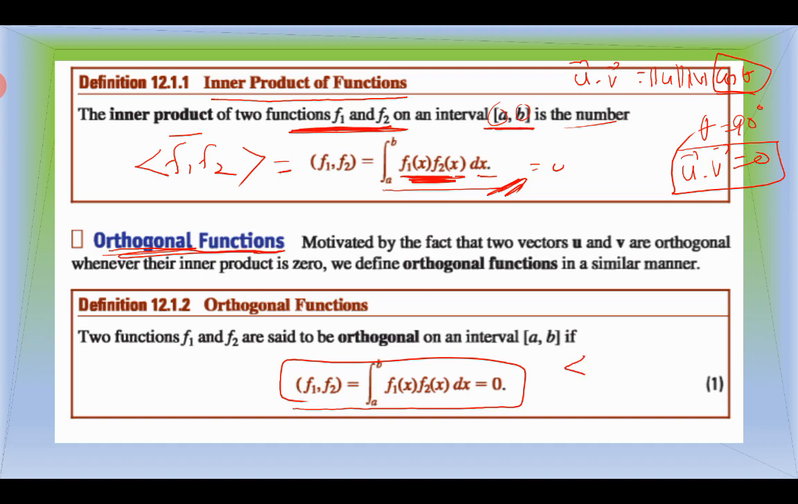So if the inner product of f1 comma f2, which is the integration of the product of these two functions from a to b, is 0, then we call these two functions orthogonal functions. This is the major topic of this video. So you will get two different functions f1 and f2. You are going to multiply and integrate them over the given interval, lower limit to upper limit, with respect to the given variable. If the answer is 0, you say they are orthogonal. If the answer is non-zero, you say they are not orthogonal.